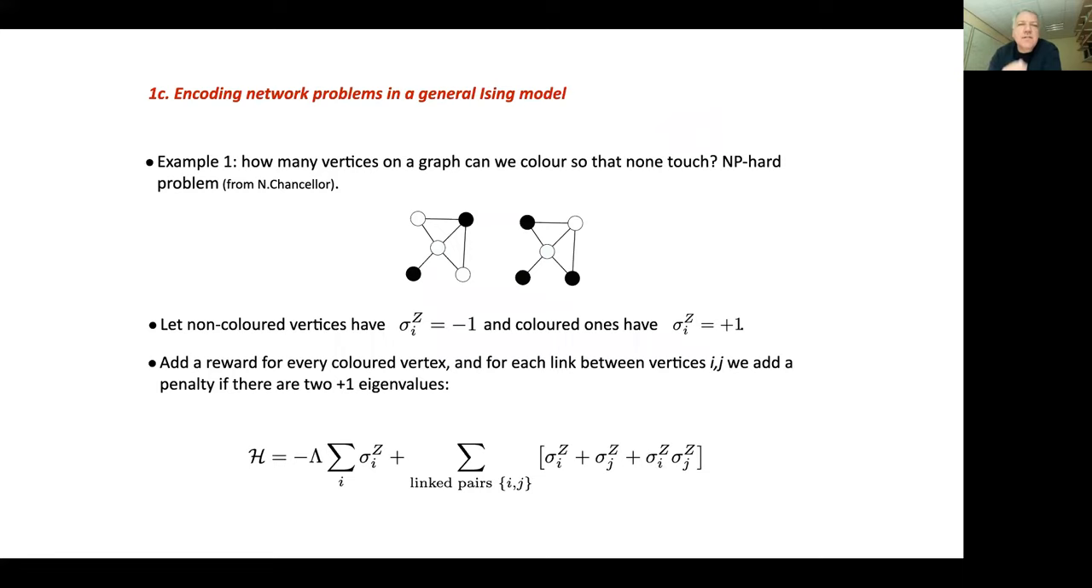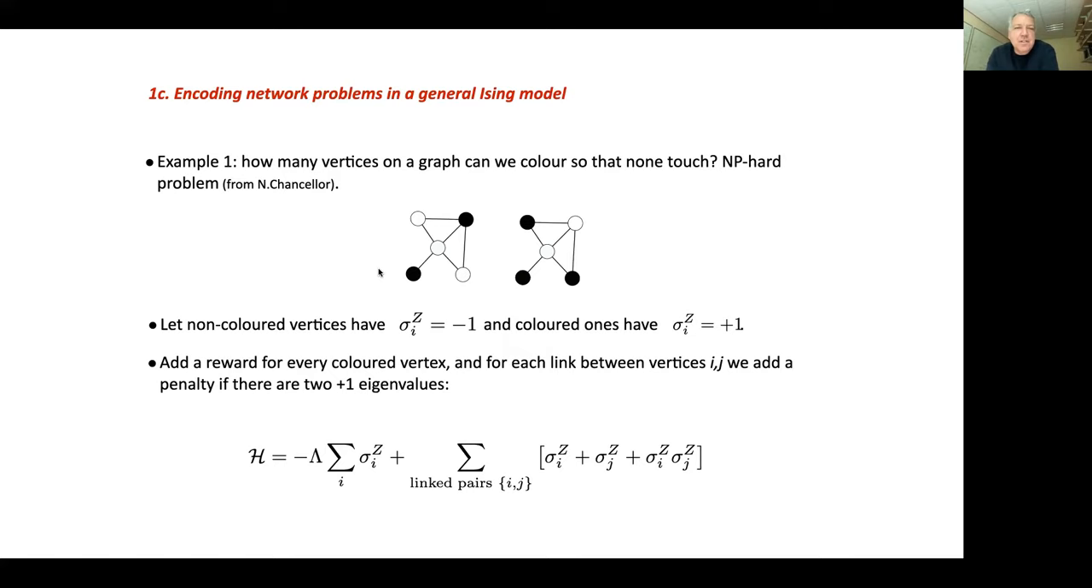I see. Okay, so let me show you how to start thinking about what I mean by putting a problem into a Hamiltonian. So here's a simple problem. If I had some kind of graph like this with some nodes, how can I color the graph so that as many nodes are colored as possible with none of the colored ones touching? That's a problem that you can put on an annealer.